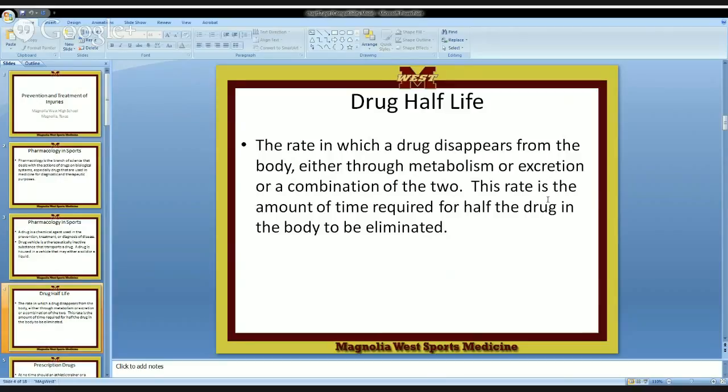You can get rid of it through your metabolism or excretion, or a combination of the two. All right, let's see here. The rate is the amount of time required for half of the drug in the body to be eliminated. So you need to know what the drug half-life is.